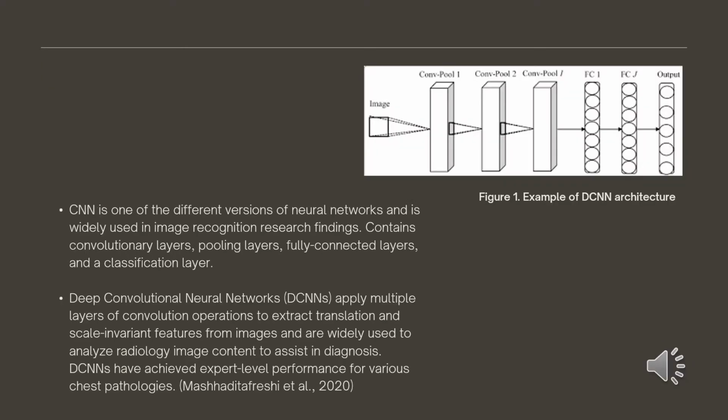Next, CNN is one of the different versions of neural networks and is widely used in image recognition research findings. It contains convolutional layers, pooling layers, fully connected layers, and a classification layer. The convolutional neural network applies multiple layers of convolution operation to extract translation and scale invariant features from images and is widely used to analyze radiology image content to assist in diagnosis. DCNN have achieved expert level performance for various chest pathologies.